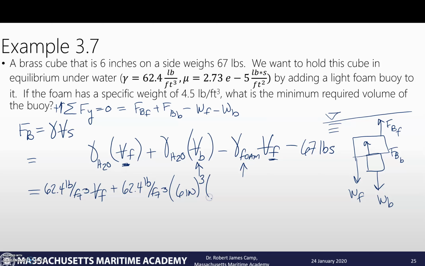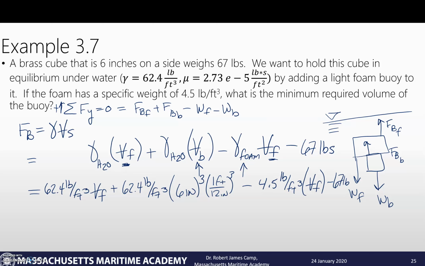So what am I going to do? I've got 1 foot, it's 12 inches. I'm going to cube that, because I need cubic. So that will give me the buoyant force of the brass cube itself. And then we're going to subtract from that the specific weight of the foam, 4.5 pounds per foot cubed, times the volume of the foam, which we don't know, minus 67 pounds.